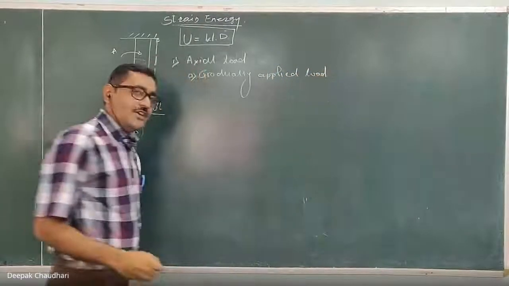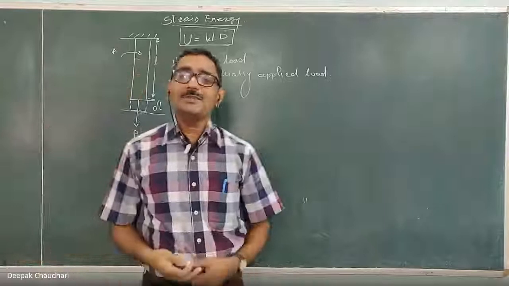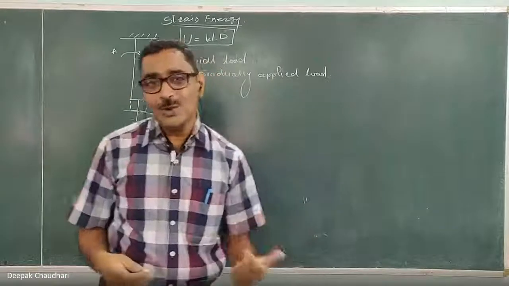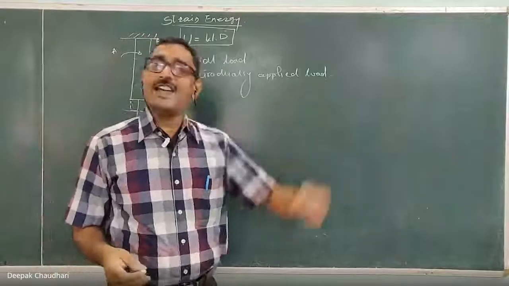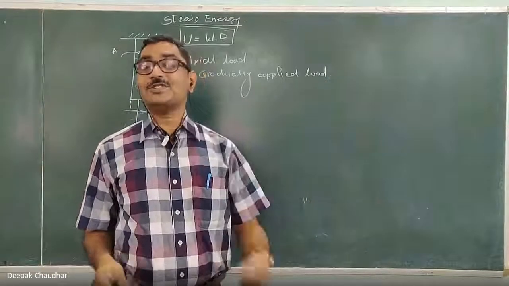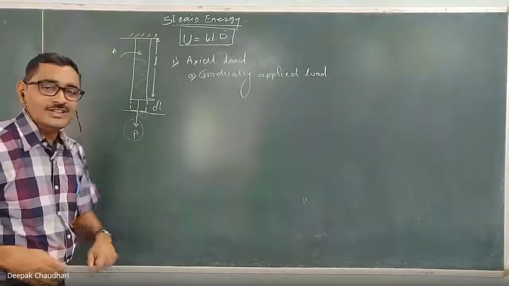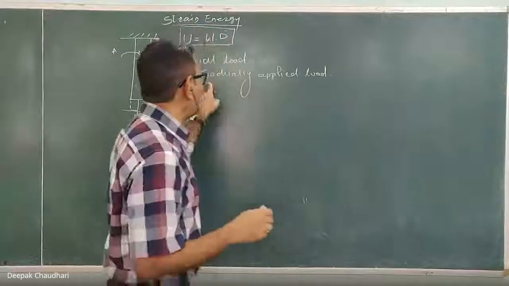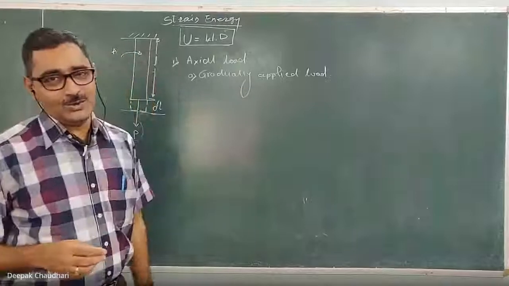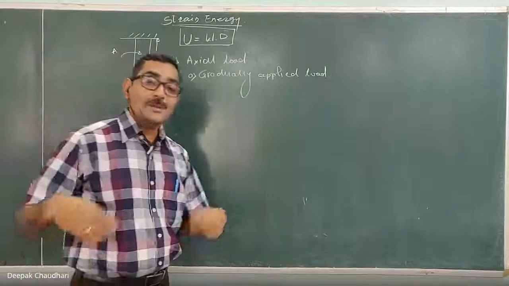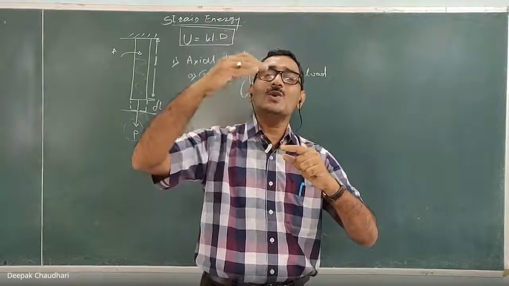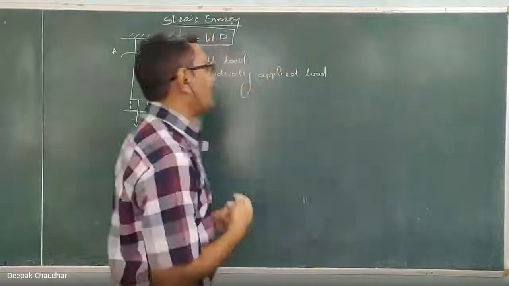Okay, we have studied on the UTM how the load is applied gradually. The gradually applied load means the magnitude of the load is increased gradually. With respect to time, with respect to this elongation, we are slowly increasing the magnitude of that load. So that load is known as a gradually applied load. On UTM, we are increasing the magnitude of that load very slowly.